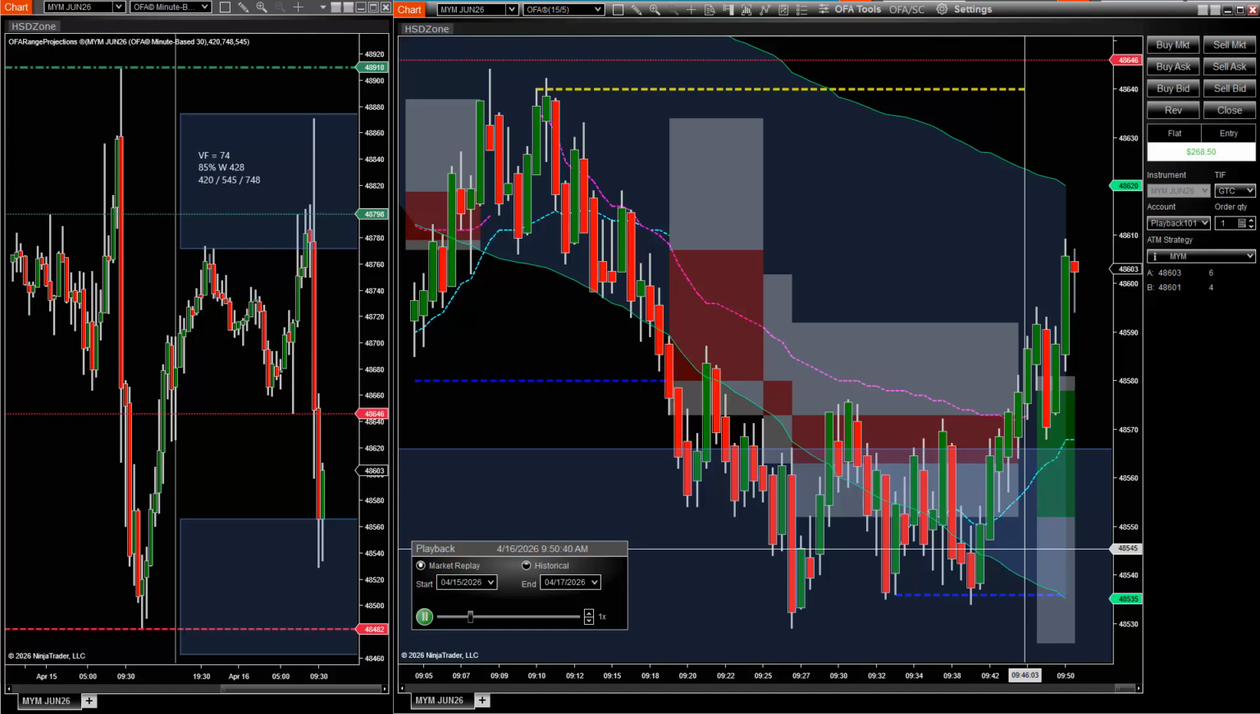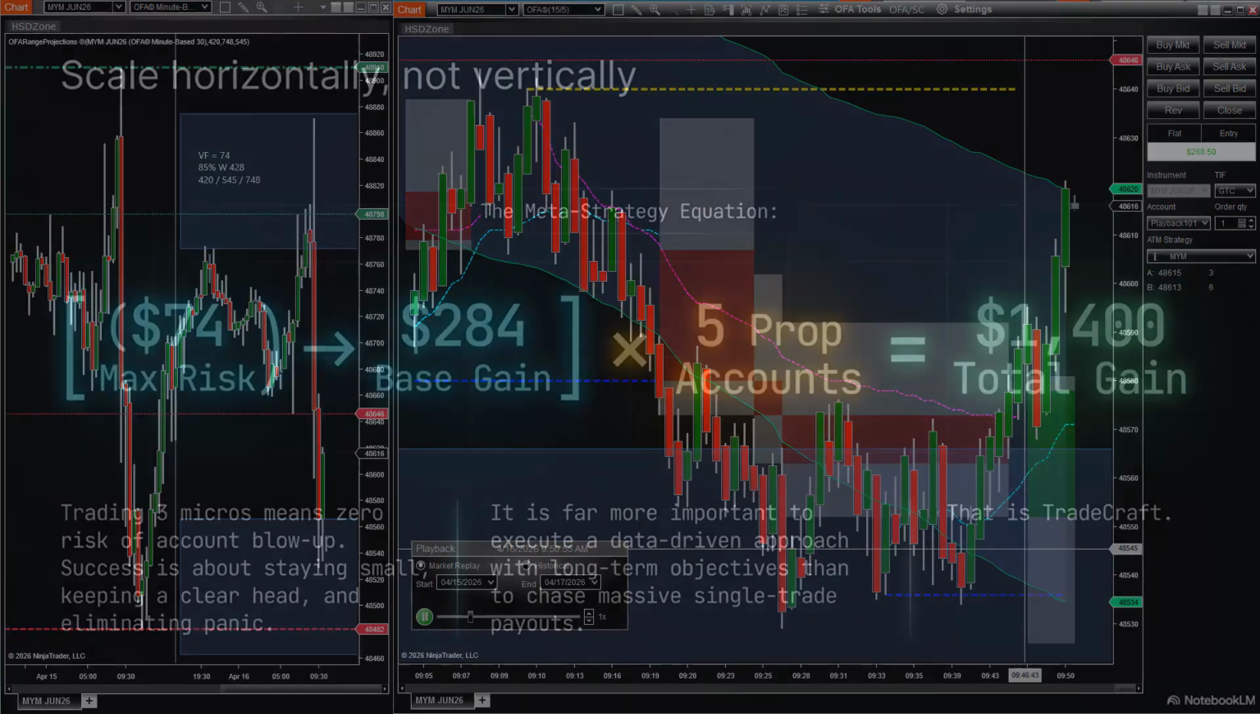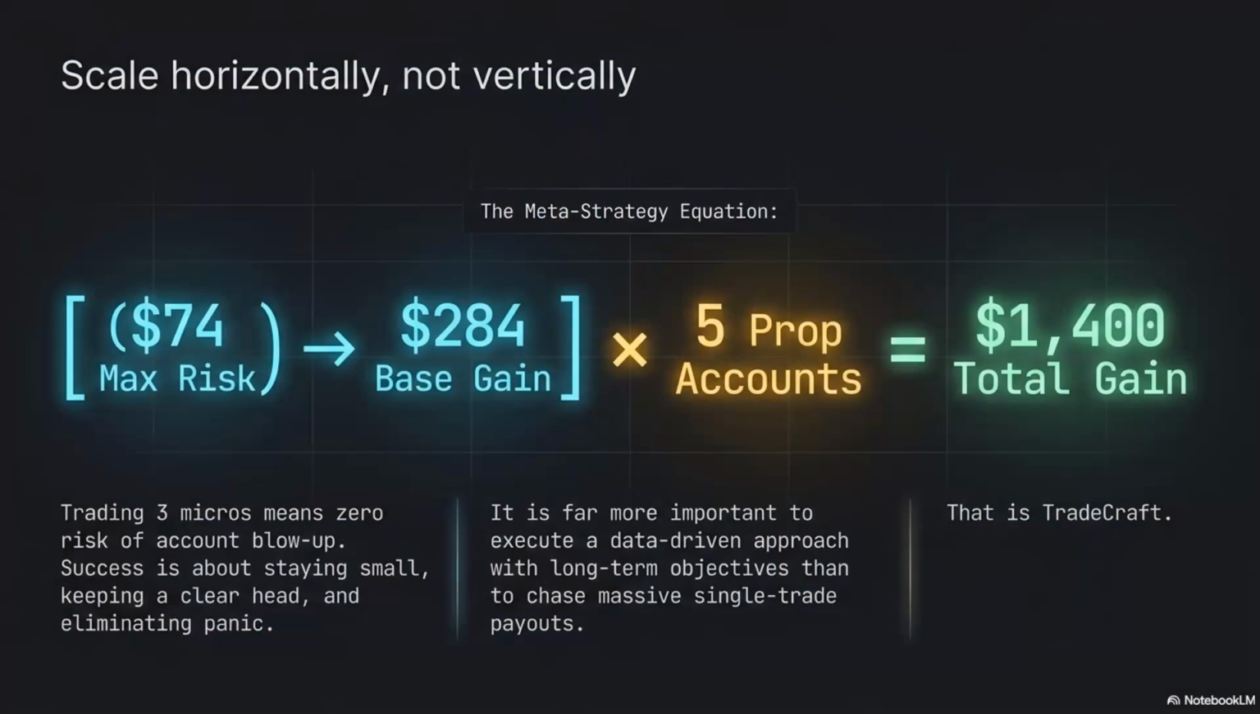No anxiety, no panic trading, no revenge trading. It's far more important to learn how to do this with long-term objectives than to try to capture massive payouts. I believe the original live trade from this day made $284. That was multiplied across 5 prop accounts with a trade copier. The total gain for this low-risk trade was over $1,400.